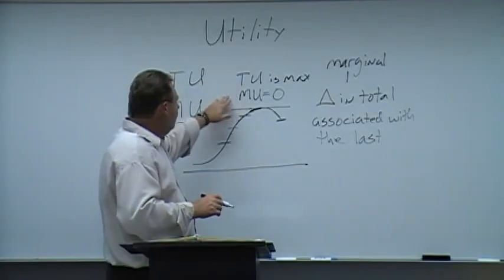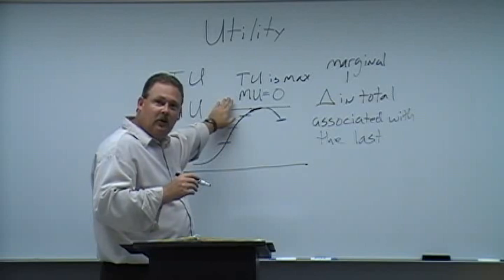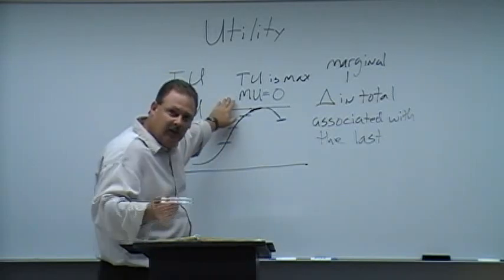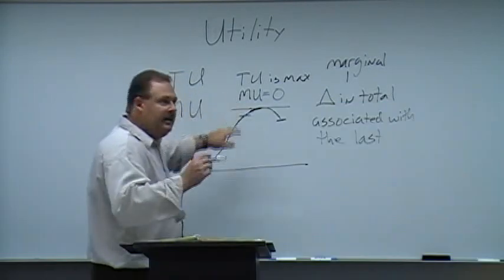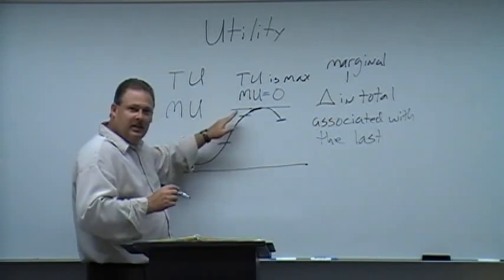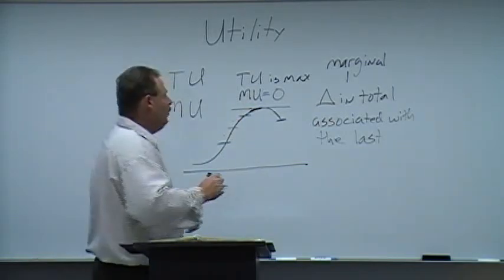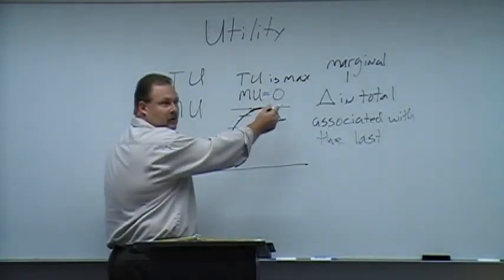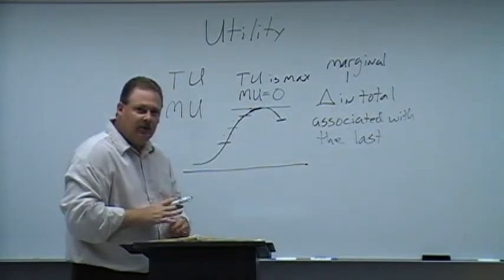Total utility is what we're there to maximize. Marginal utility is the change in the total utility associated with the last unit of consumption. And as you can see, it diminishes as we keep building it to a point where it finally equals 0, which maximizes our total utility.